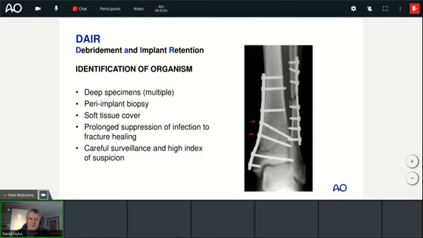If you're going to retain that implant, then you're going to be looking at prolonged suppression of the infection, or if it's a sensitive organism, you may be able to treat it and eradicate it, but very often we're just trying to suppress it and allow fracture healing to continue. But if you're going to do this, you've got to have a high index of suspicion, and with any change in the wound, once you've done your first retention, you've got to be prepared to go back in again and reassess whether the stability is still there.